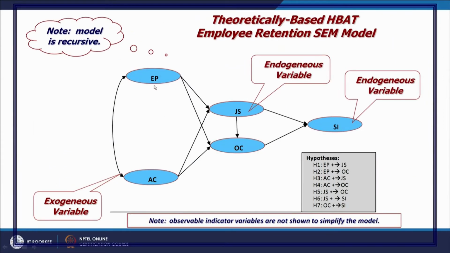So, environmental factors and attitude towards co-workers are affecting the job satisfaction and the organizational climate, finally affecting the staying intention. So, the hypothesis is that environmental affects JS, job satisfaction, environmental also positively affects OC, AC affects JS, AC affects OC, right, and then JS affects SI and OC affects SI. So, 1, 2, 3, 4, 5, 6, 7, right, and JS and OC there must be 1.